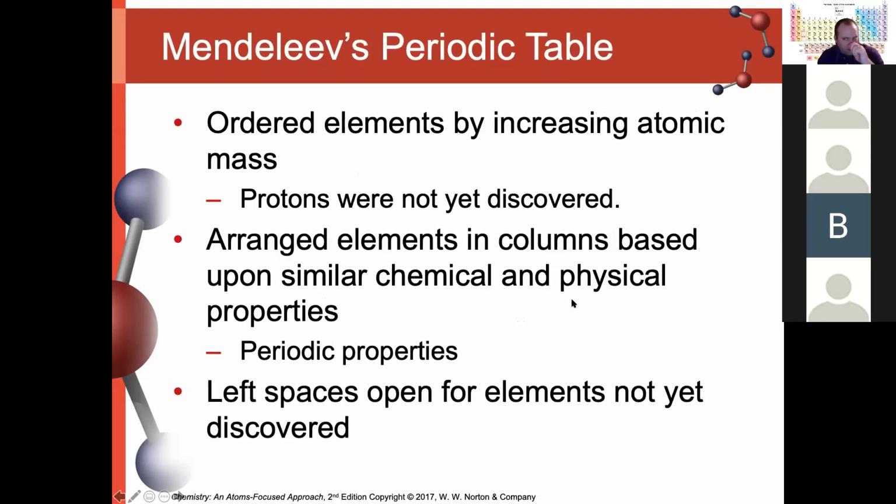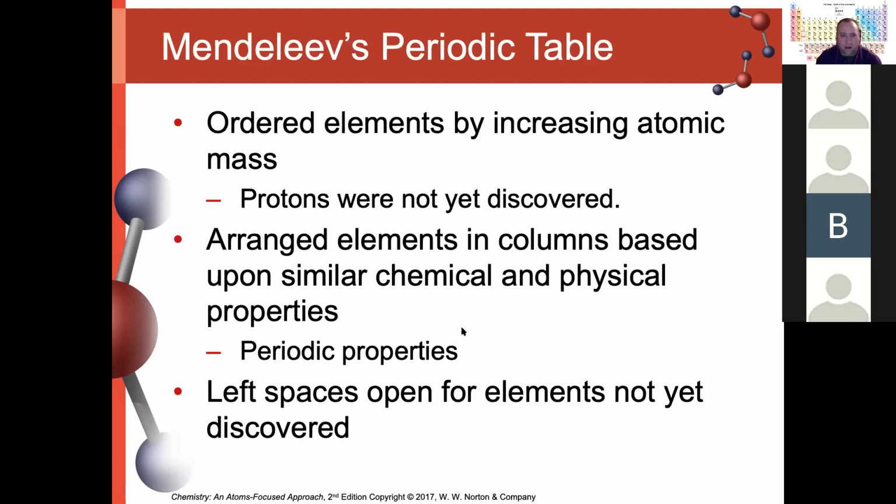Let's talk a little bit about the periodic table then. The periodic table was devised by a number of people, but probably most famously, it's the Russian chemist Dmitry Mendeleev. In Mendeleev's periodic table, we saw elements that were being ordered by increasing atomic mass. And that left open the room for periodic properties.